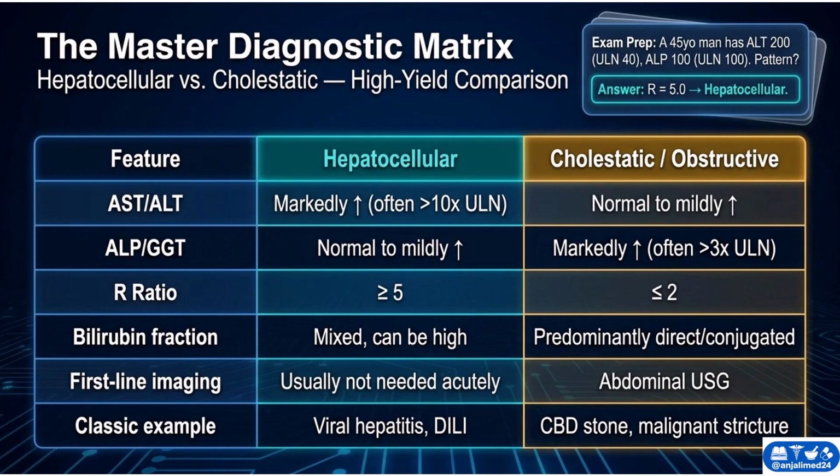Here's a quick exam question. A patient has an ALT of 200 with an upper limit of normal 40 and ALP of 100, which is also the upper limit of the normal. The R ratio is 5, indicating the hepatocellular pattern. So, AST and ALT point towards the hepatocellular injury, ALP and GGT point towards the cholestasis, and R ratio objectively confirms the diagnosis.